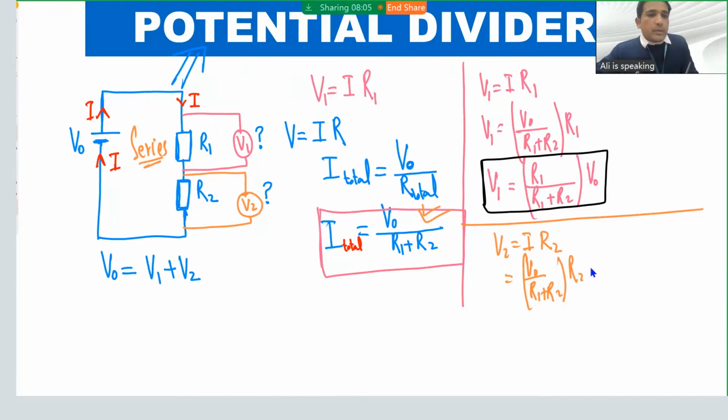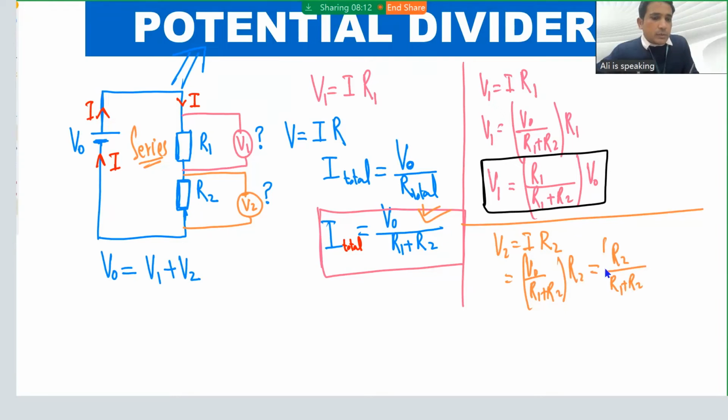Now if we simplify this one, we can also say this is R2 divided by R1 plus R2 multiplied by V naught. So you see here.